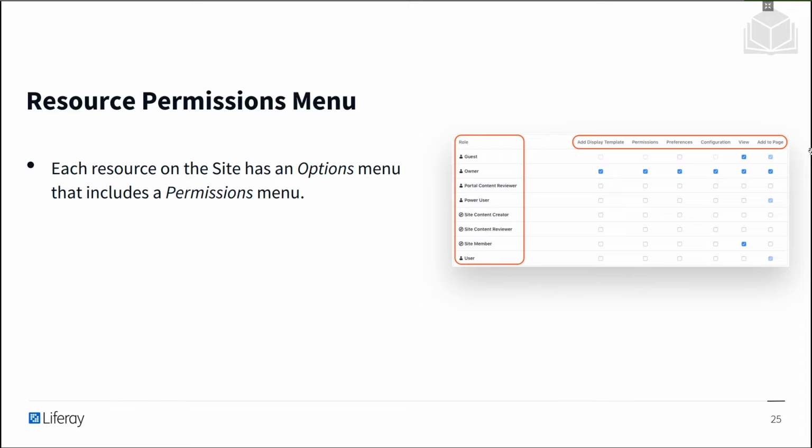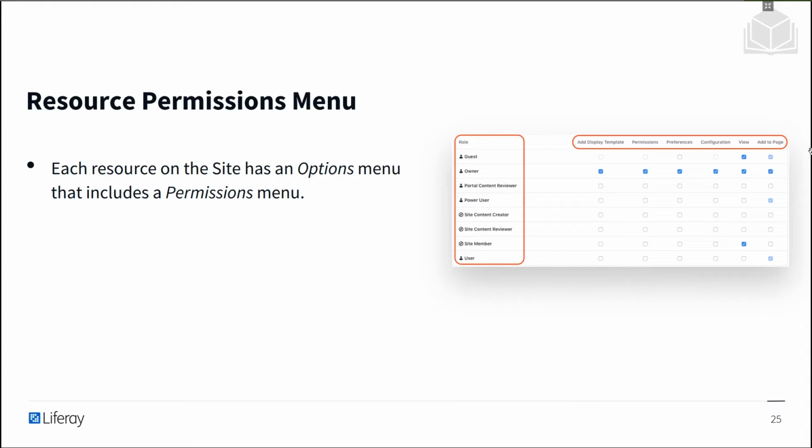Well, on the left side of the window, there's a list of roles, and for each role, you can choose whether users with that role should be able to perform the function indicated in the columns. For example, the fourth row defines whether users with the power user role have the ability to add a display template for the resource, configure the resource's permissions, preferences, configuration, and whether users with that role can view the resource or add the resource to a page.